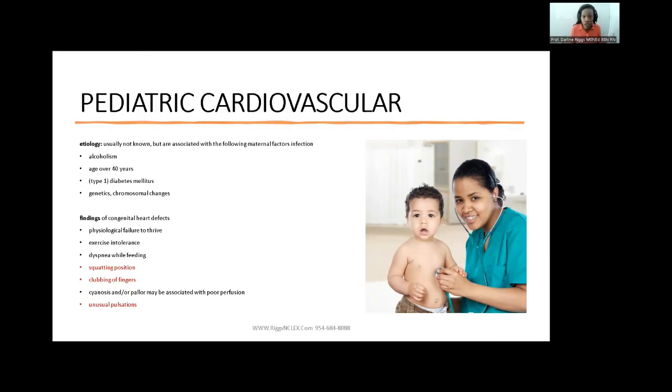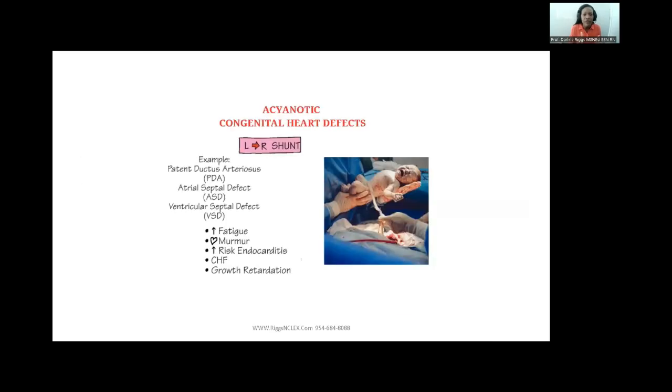That's where this one fits for sure. Their pulse is different in their head, their arms, and their legs. Okay, so those are some of the findings. Now, for pediatric cardiac anomalies, there are two groups, two umbrellas.